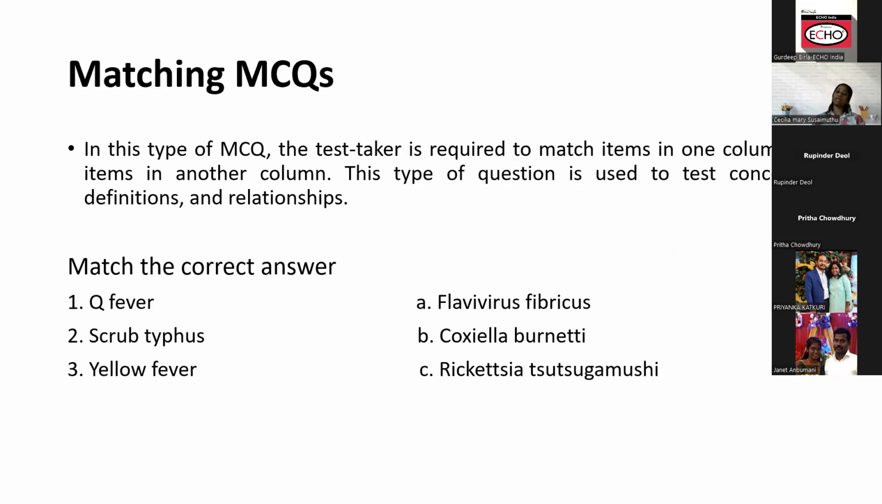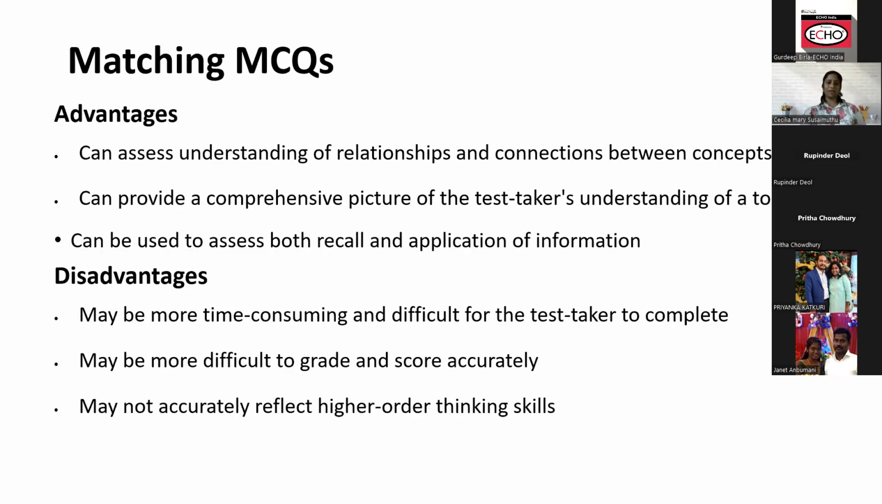Here, matching MCQs is like match the following. The test taker is required to match the items from the other column. This type of question is used to test definitions and relationships. Here I have three, like Q fever, scrub typhus, and yellow fever. They have to be matched with a causative organism, like flavivirus or Coxiella, rickettsia. So this is how it is made: the disease and the causative organism. Likewise, we can have different relationships.